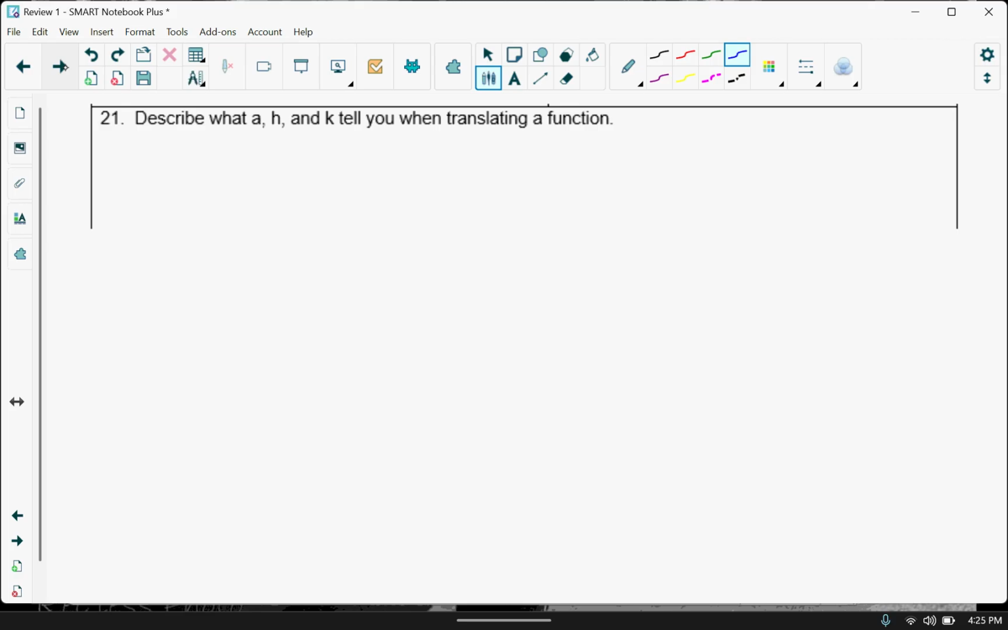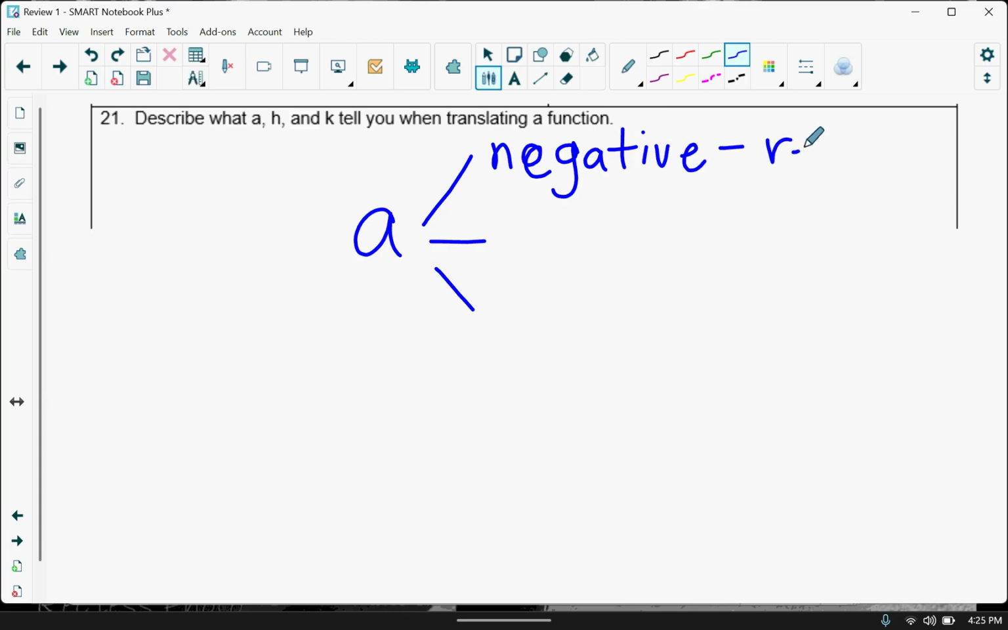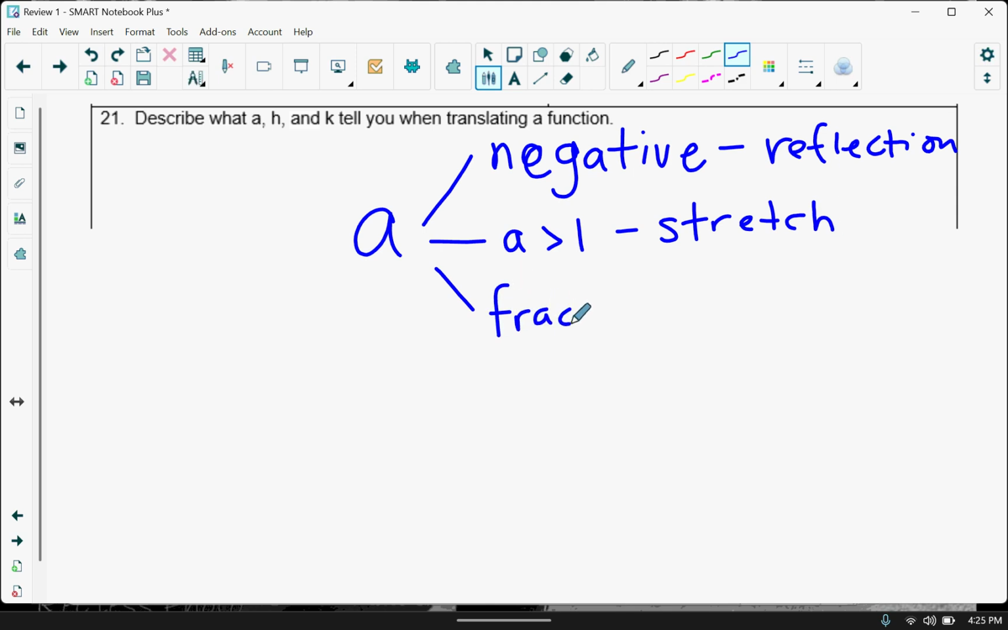Okay, number 21 says, describe what a, h, and k tell you when translating the function. So remember that a does 3 things. It depends on what the number is. If it's negative, a negative causes the graph to flip, but we call that a reflection. If a is bigger than 1, that's a stretch. And if a is a fraction, that's a compression or a compress.